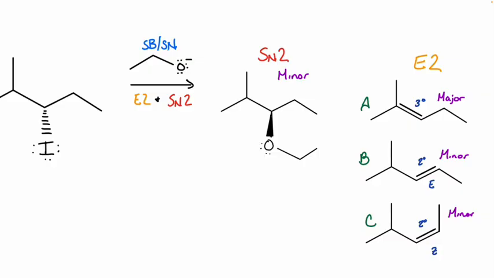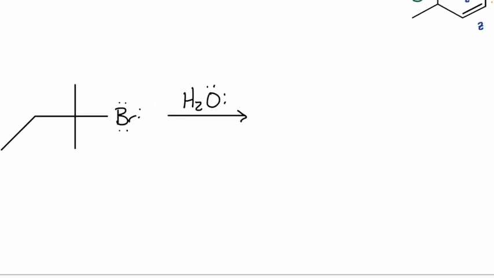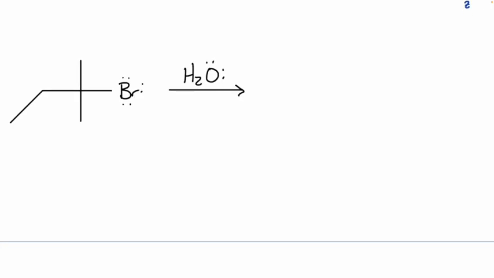So my major product is going to be my elimination product, and specifically that most substituted, most stable elimination product. All right, lastly, we're going to take this tertiary alkyl halide. We're going to react it with this neutral water molecule, which is a weak base and a weak nucleophile. That means it will undergo both SN1 and E1 reactions.